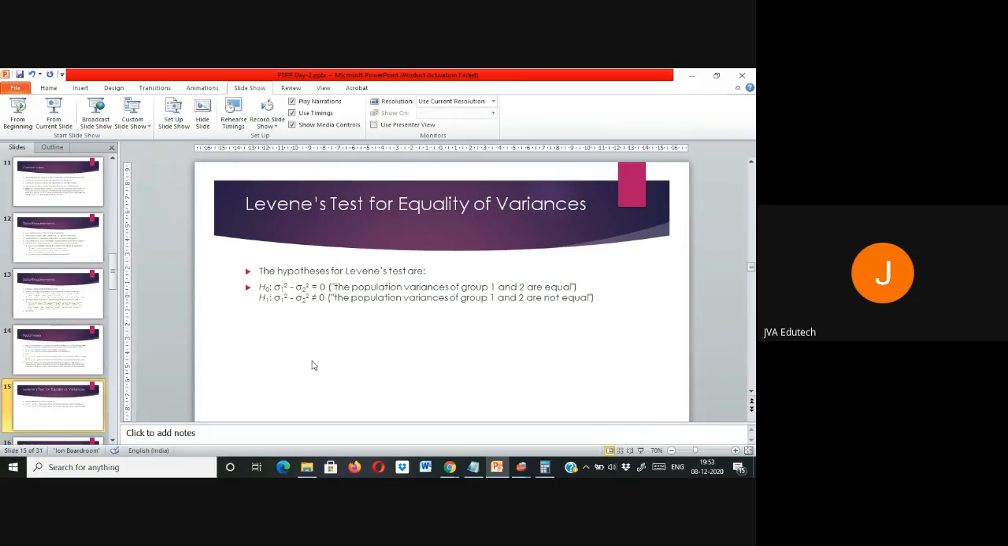So your hypothesis will tell you that sigma 1 square minus sigma 2 square is equal to 0. That means the population variances of group 1 and group 2 are equal, meaning equal variances assumed. This is the first case, equal variances assumed. And sigma 1 square minus sigma 2 square is not equal to 0. That is, the population variances of group 1 and group 2 are not equal, meaning equal variances not assumed.